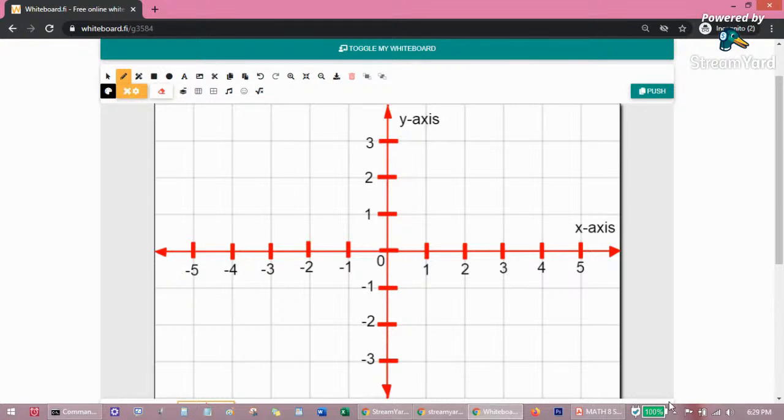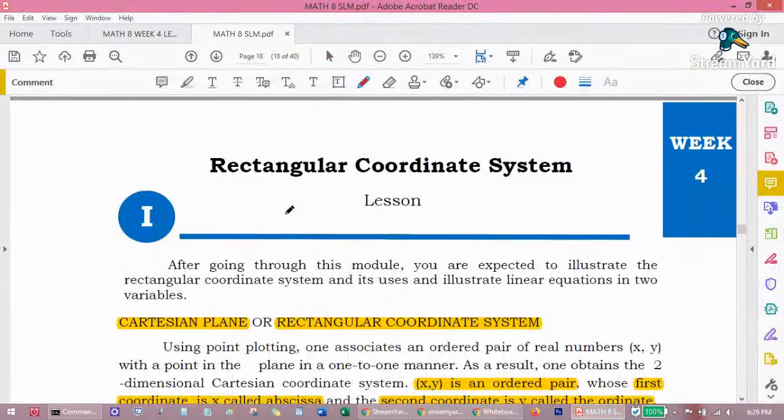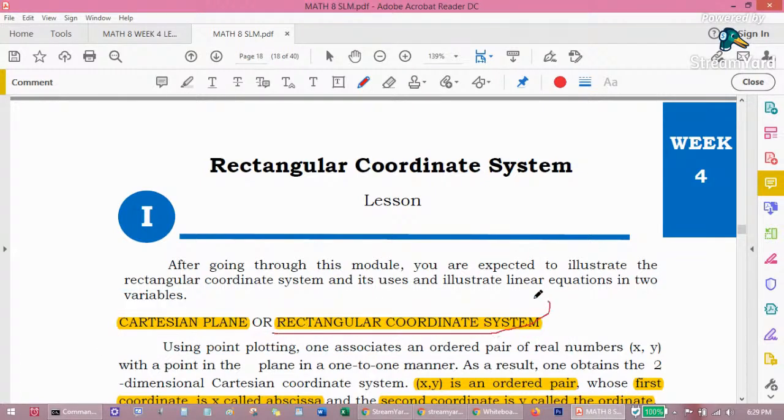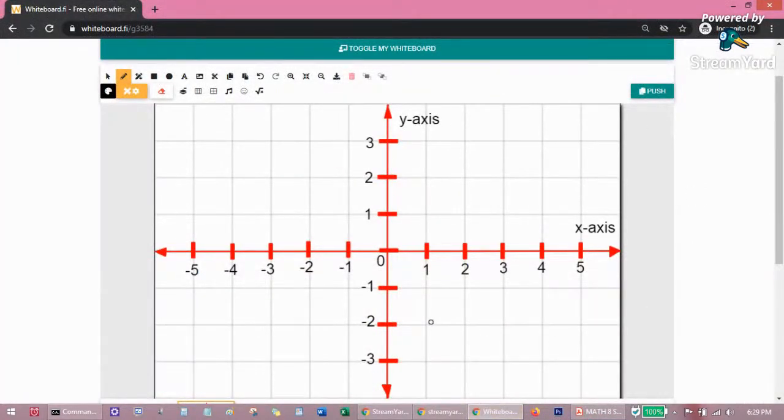So, ganyan ang paggawa ng rectangular coordinate system or Cartesian plane. Rectangular coordinate system or the Cartesian plane. Ganyan, ano? Okay. So, let's continue.